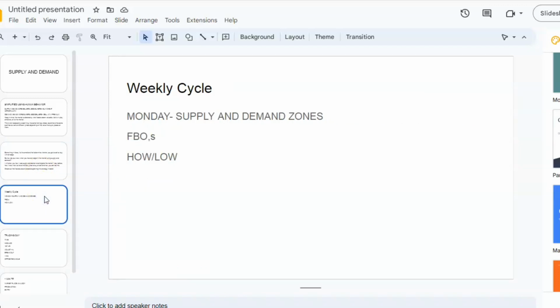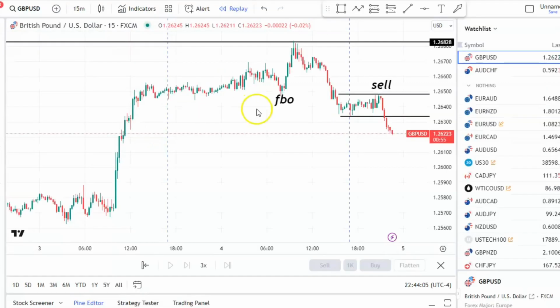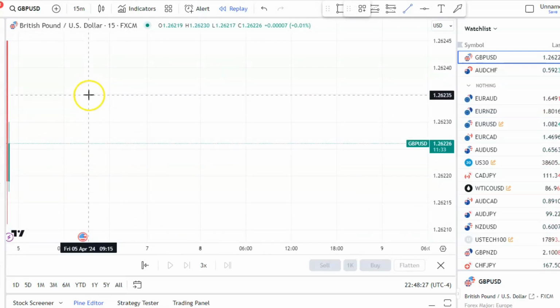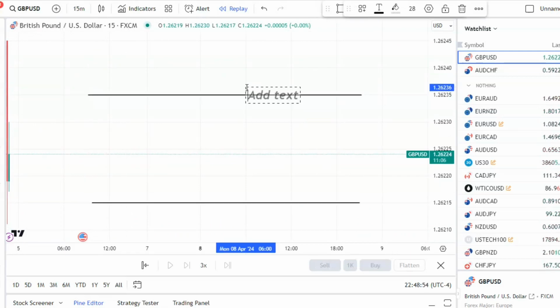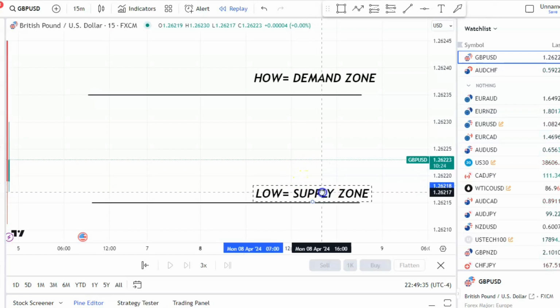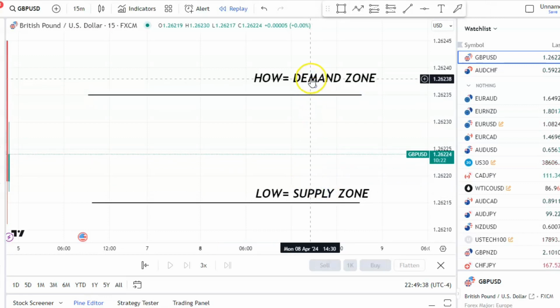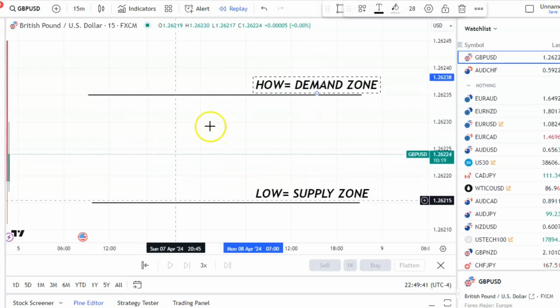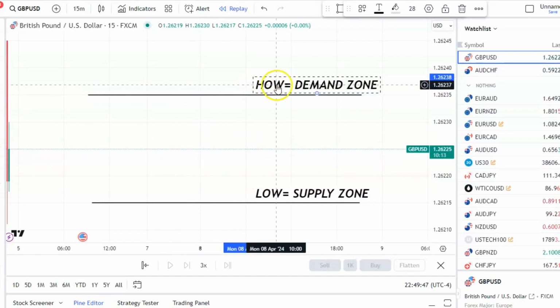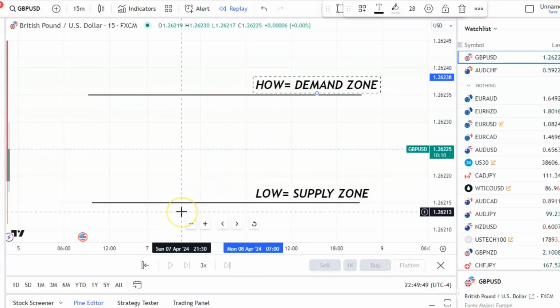So the first thing is the weekly cycle, and the weekly cycle is simple. It's broken down into supply and demand zones. What I mean by supply and demand zones is that the high of the week is the initial demand zone, and the low of the week is the initial supply zone. Now, I am not looking to trade inside here because I don't know what's in here. What I know is that when we come to the high of the week, there is more demand. If we come to the low of the week, there is more supply. So that gives me the first edge in the market.